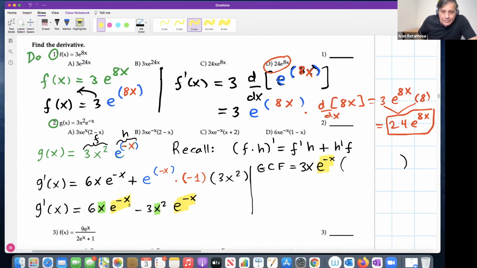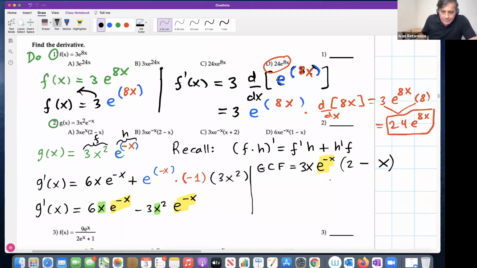3 into 6 is 2. x into x cancels, 1. e to the minus x into e to the minus x cancels, 1. Good, just 2. Minus. This guy into this guy, 3 into 3, 1. I don't have to write the 1. x into x squared, x there. And then e to the minus x into e to the minus x is 1. So this is it.